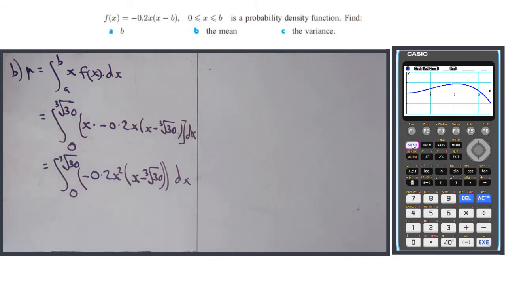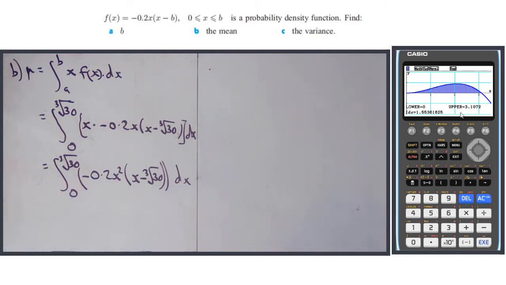I just need to find an integral, so I'm going to do shift G solve, and I'm looking for an integral at dx, and then we just need the lower bound that we know is 0. The upper bound is the cube root of 30, so actually it's a bit different when you're putting it into the graph bit, so I'm going to press 3. That should give me a cube root of 30, I hope. And then, yes, it looks good. It looks good because I knew the 0 was cube root of 30, so we've got those in.